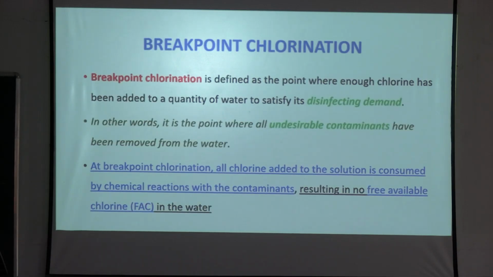Now what is breakpoint chlorination? Breakpoint chlorination is defined as the point when enough chlorine has been added to a quantity of water to satisfy its disinfecting demand, or chlorine demand per se, right? So the chlorine demand of the water has been satisfied, and from then on free chlorine starts to be present in the water. That is the breakpoint chlorination. At breakpoint chlorination, all chlorine added to the solution is consumed by chemical reactions, resulting in no free available chlorine in the water. After breakpoint chlorination, as we start adding chlorine, it arrives as free chlorine in the water, right? So this can be given as a short note, breakpoint chlorination, okay?